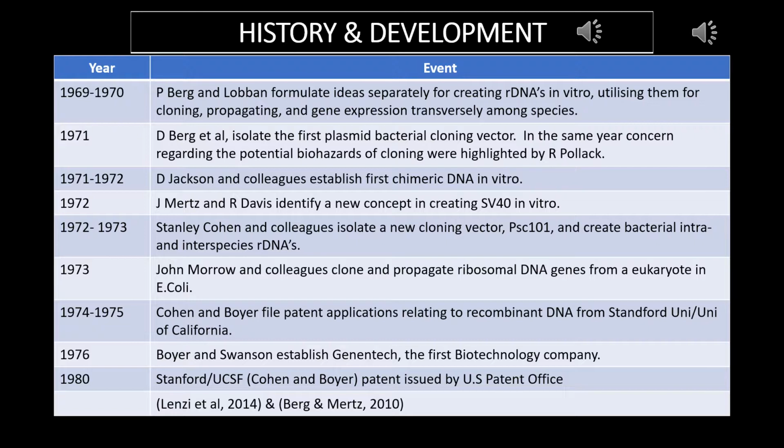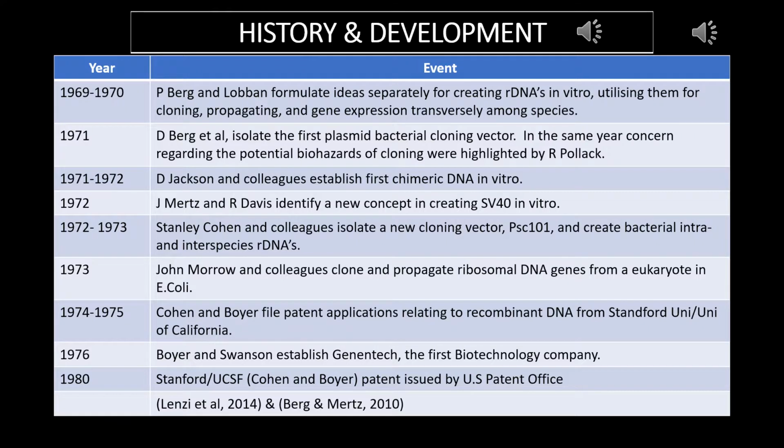From 71, Douglas Berg and colleagues isolate the first plasmid bacterial cloning vector, and David Jackson and colleagues established the first chimeric DNA in vitro. In the same year, Robert Pollack highlighted concerns he had regarding the potential biohazards of cloning. In 1972, Janet Mertz, a student of Paul Berg's, and Ronald Davis identify a new concept in creating chimeric DNAs in vitro called SV40. Stanley Cohen in 1973 and colleagues isolate a new cloning vector, pSC101, and create bacterial intra- and interspecies rDNAs.